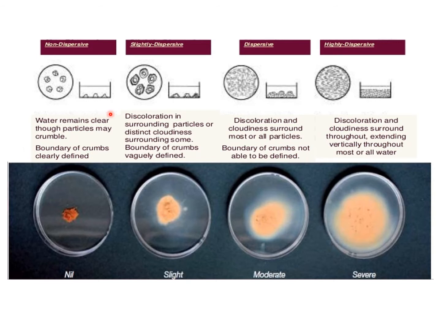If you just look at this case, the slight dispersive. So here you would find these words: discoloration in surrounding particles or distinct cloudiness surrounding some. Boundary of crumbs vaguely defined. So that is the grade 2.